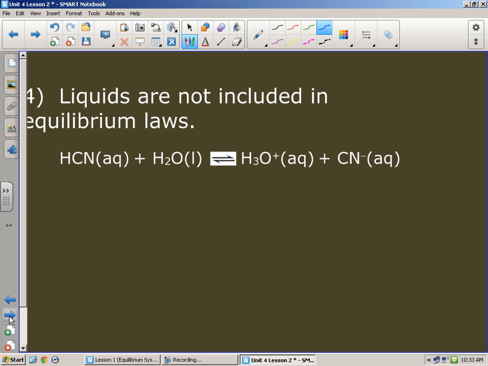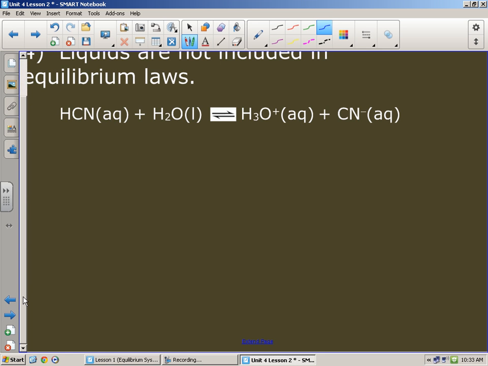Liquids are also not included in equilibrium laws. So things like, for example, when you see H2O, water, water is a liquid. We're not going to include that in the equilibrium law either.